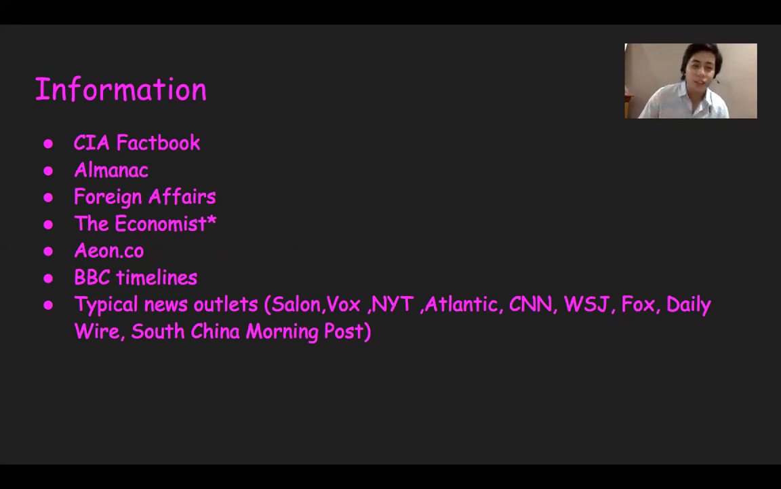Insofar as IR is concerned, I like reading from Foreign Affairs. I think that they're quite long if you're not used to reading the news, but that's my preferred source of news. The Economist, but I put an asterisk there because it's not normally my first source of information, and I don't think it analyzes the issues very well.